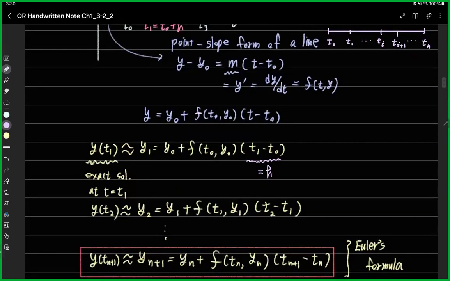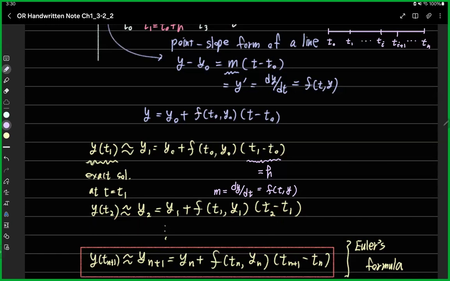Okay. So then Y sub 2 is equal to Y sub 1 plus M, right? Here M is at T sub 1 and Y sub 1, because we know that the slope M is equal to dy/dt, which is equal to f of T comma Y. So we use the function f, the source function on the right-hand side of the differential equation, and evaluate it at T sub 1 and Y sub 1, times T minus T1. Then we plug T2 into T, and that is going to be the approximation of Y of T sub 2.